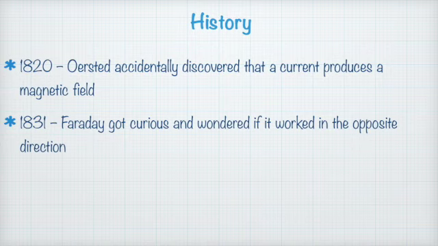It was around 1820 that Ørsted accidentally discovered that a current produces a magnetic field. He was actually working with circuits and he had a compass nearby, and when he ran a current through the circuit he noticed that the compass needle moved.